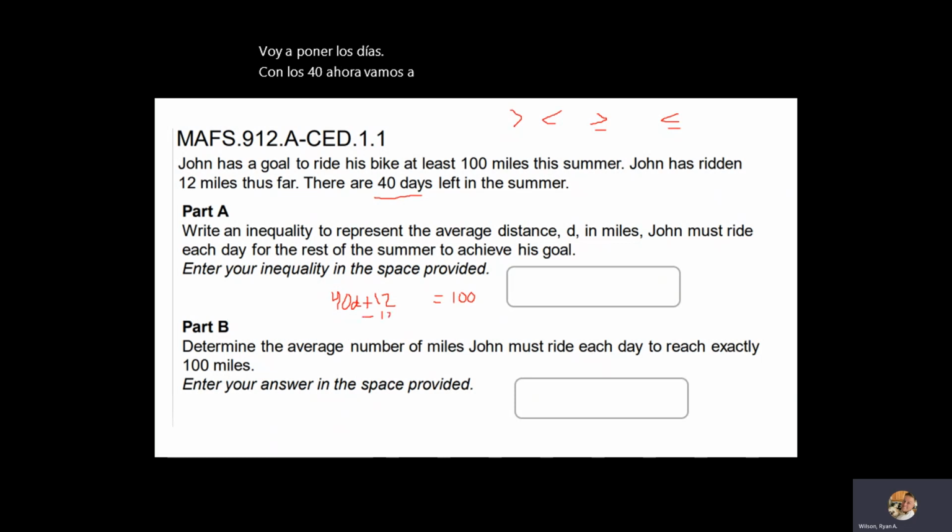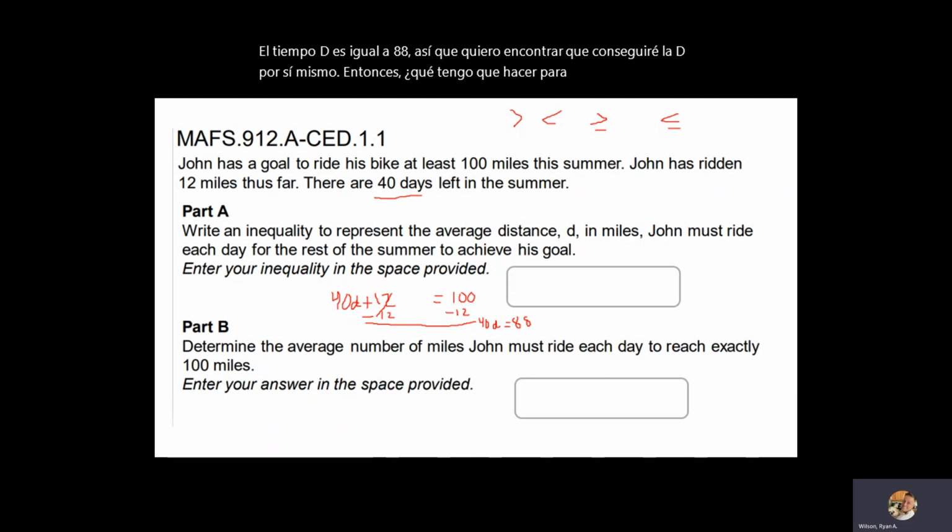Now, let's find our answer. I'm going to subtract 12 from both sides because that's the miles that he's already gone. What's 100 minus 12? Okay, so 88. And now I have 40 times D is equal to 88. So I want to get the D by itself. What do I have to do to get that D by itself? Divide. So let's divide both sides by 40. What's 88 divided by 40?